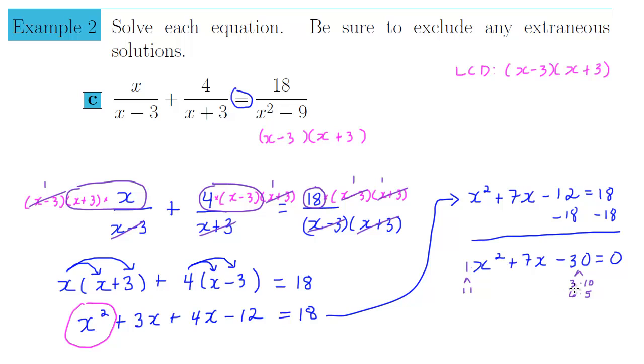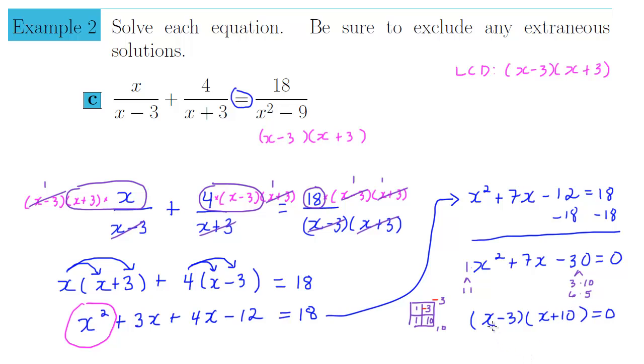But we can stop right there because I already see a combination of factors, 3 and 10, that I might be able to get 7 out of. Okay, so I can factor this using my box. Here's the box, here's what it looks like. You use 3 and 10 to combine to 7 in the middle, but multiply to negative 30 on the end. And the factors end up being x minus 3 and x plus 10.